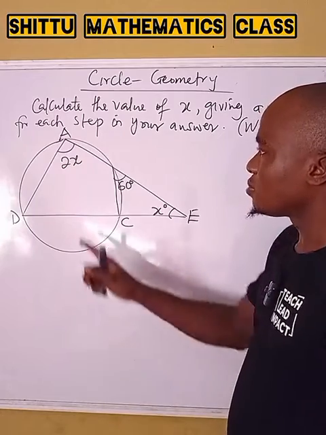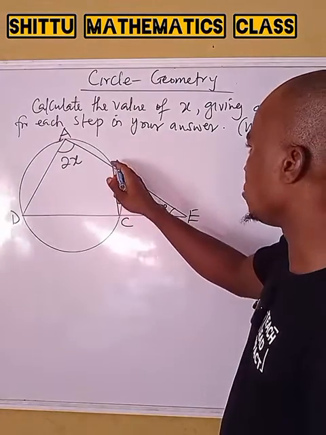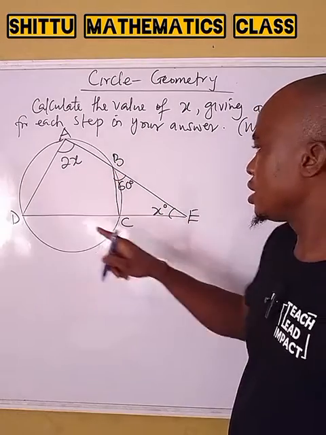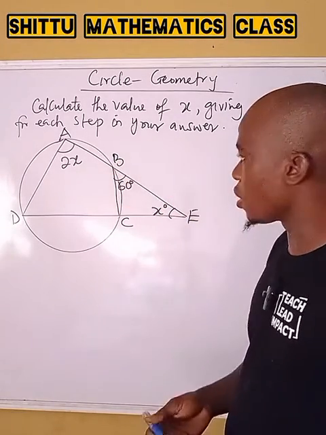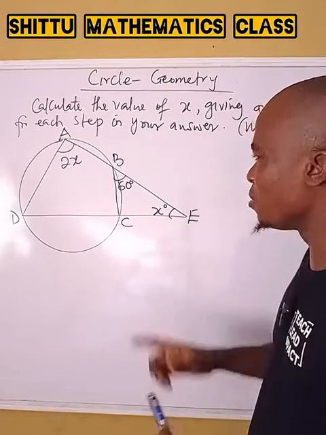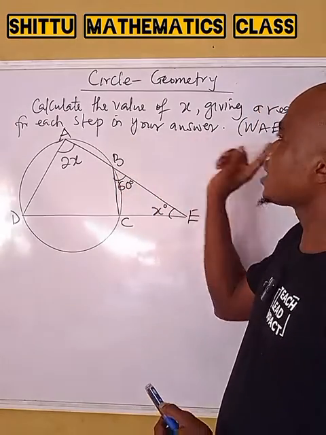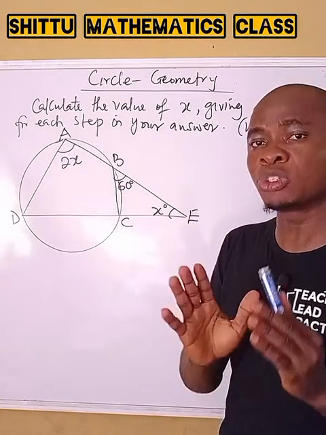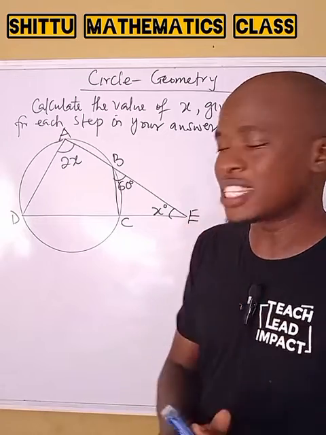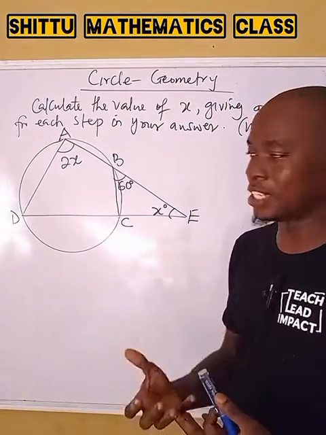Now here we are given, let me call this B, D, C, E. We have this figure, and the question is to get the value of x. When you look at this, we have x here and we have 2x here. But because we are asked to do it step by step, I'm going to take my time to explain this to those that are just learning this.